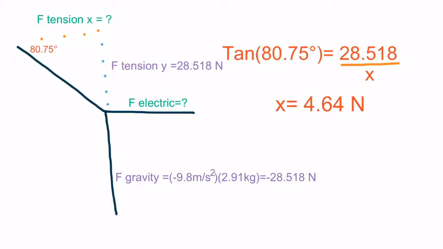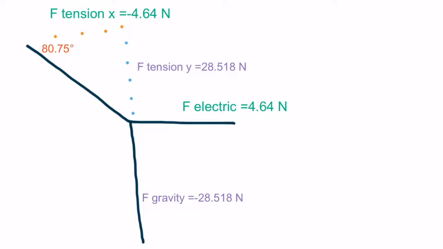Then we solved for the x component of tension using the Pythagorean theorem, and found that force to be negative 4.64. Although initially a positive value, we represent it as negative because of our reference frame. Now we know that the electric force is positive 4.64 since it is the only other force acting in the x direction, so it cancels out the x component of tension since the net force is 0.